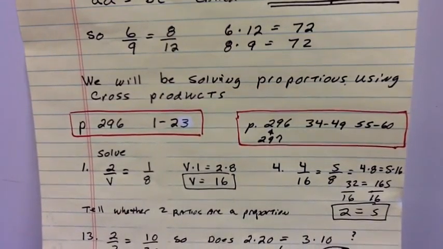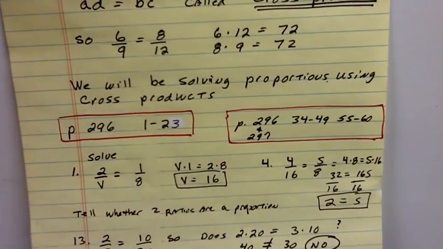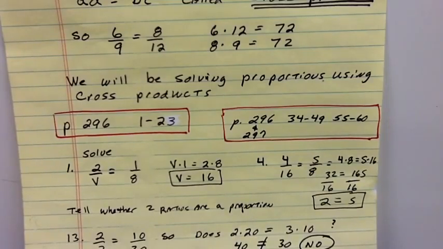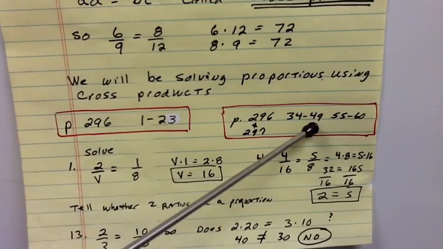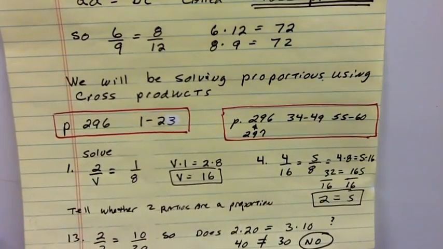The first assignment for one day will be page 296, 1 through 23, and the second half of that assignment is going to be page 296, 34 through 49, and 55 through 60.